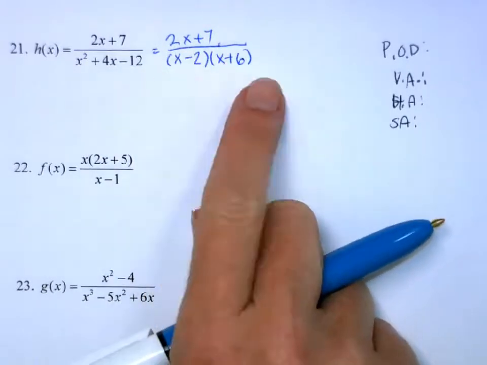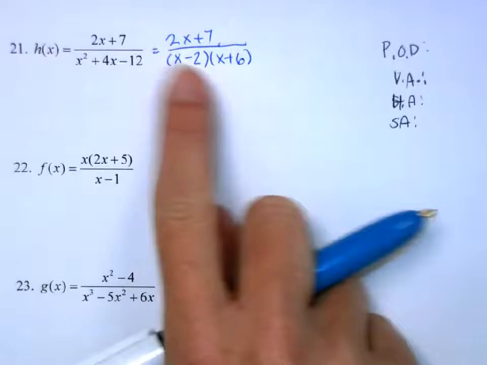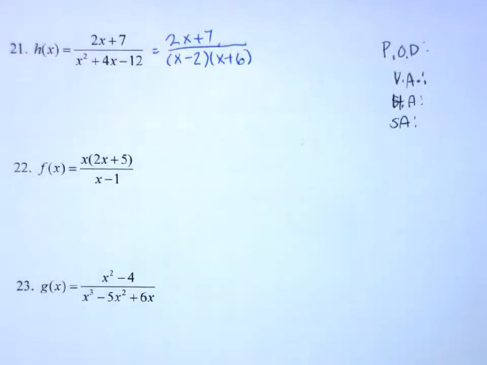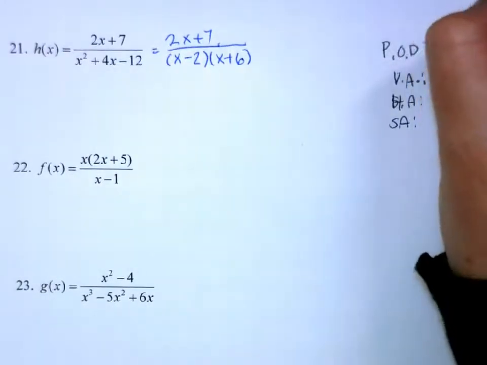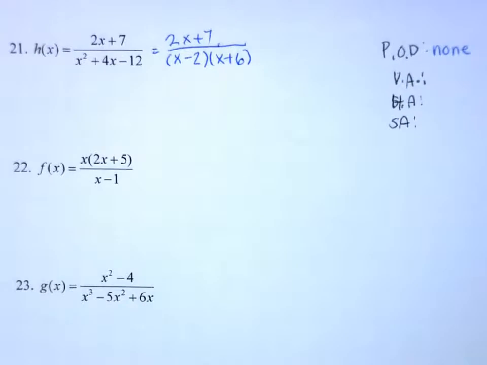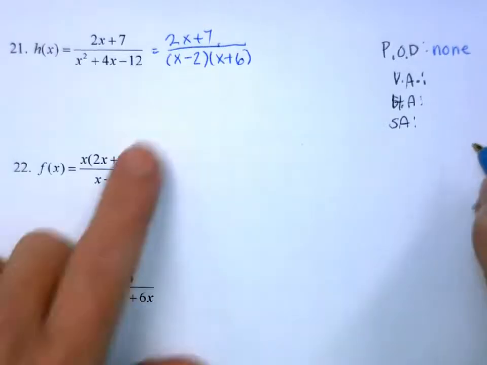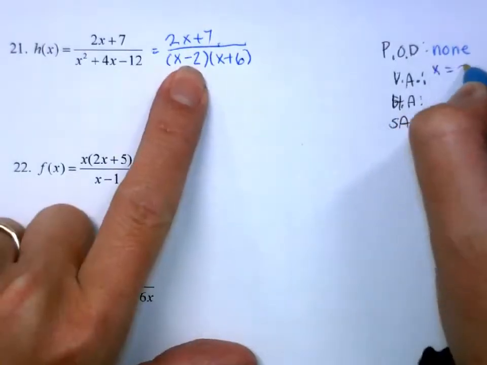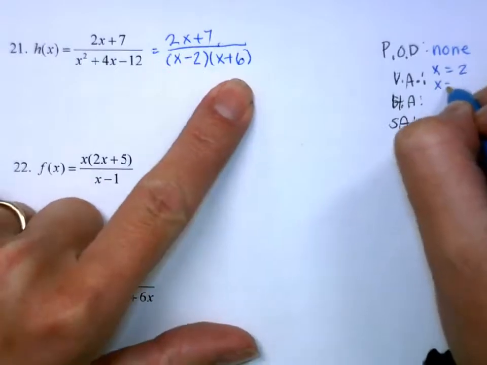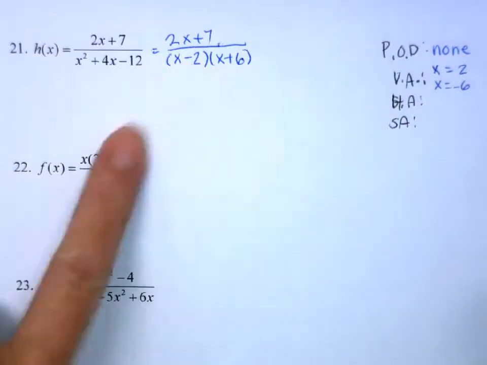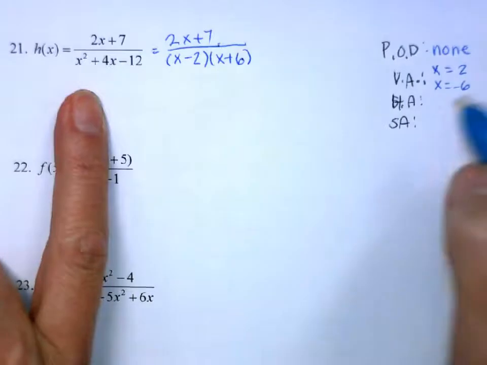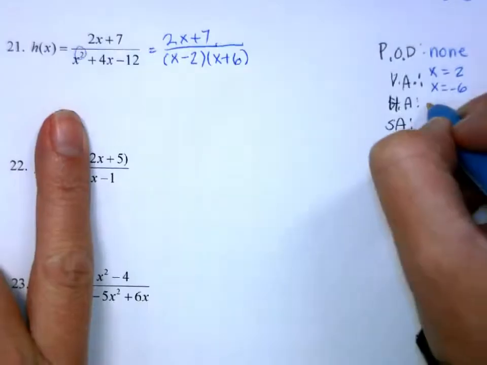Okay, so there is no point of discontinuity here because there is no common factor in the top and the bottom. There is, again, 2 vertical, anything that makes these denominators 0. So that's going to be for this one, x equals 2, and for this one, x equals -6. The limit as this goes to infinity, the degree is bigger on the bottom, so it's going to go to 0. So we have a horizontal at 0, which means we do not have a slant again.